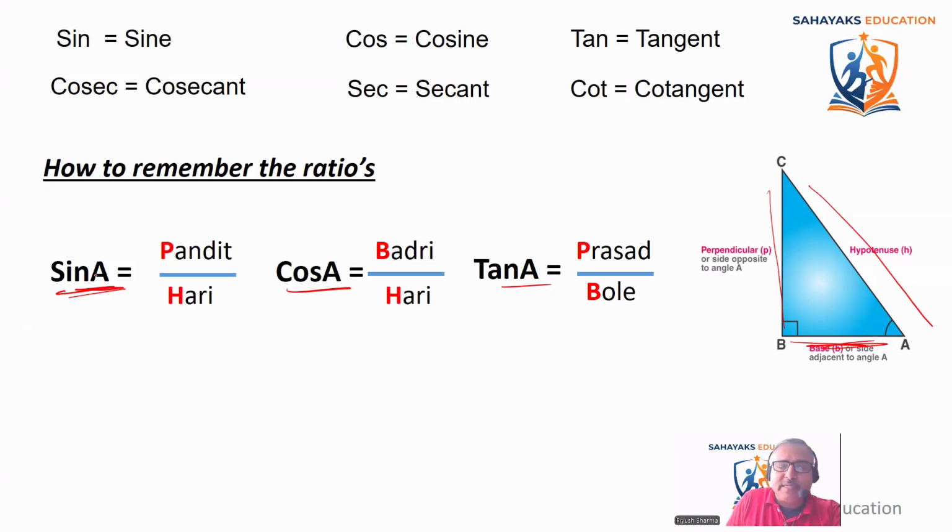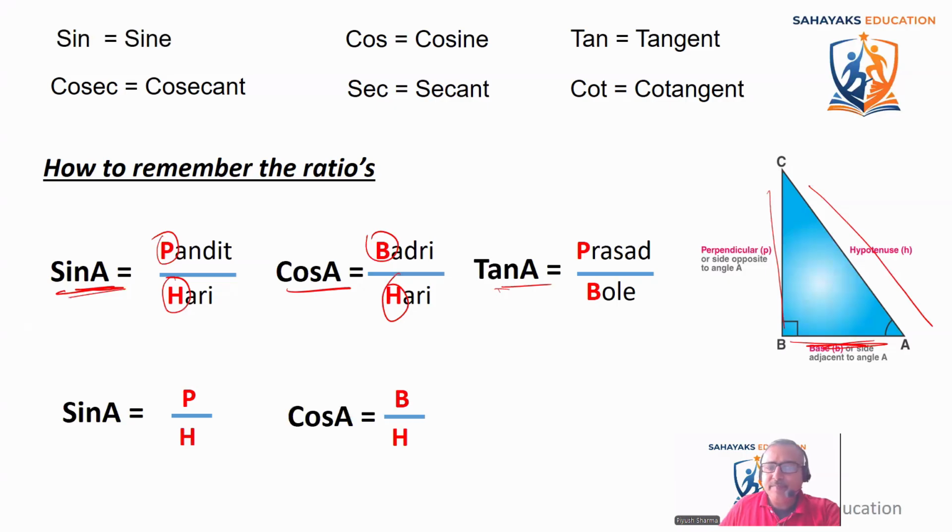We know that cosec is the reciprocal of sine, sec is the reciprocal of cos, and cot is the reciprocal of tan. So if we remember these three, we will be able to remember the other three as well. Sine A is equal to P by H, the first letters of the words. Please remember this. Sine A is equal to P by H, cos A is equal to B by H, and tan A is equal to P by B. Now, when we have to remember cosec, what will it be? H by P. Sec, H by B. Cot, B by P. So we can remember it that way.